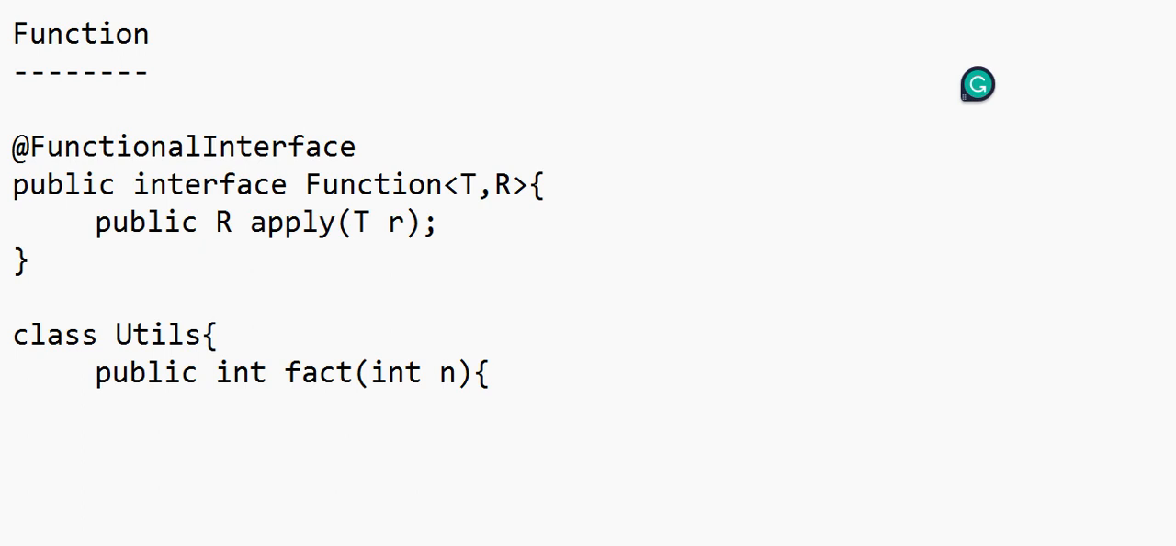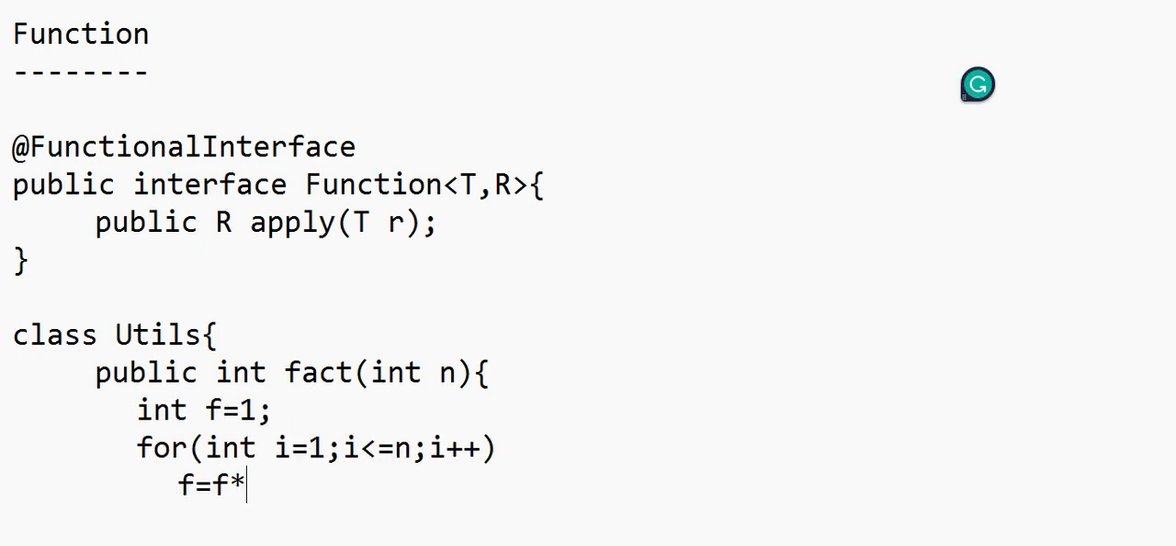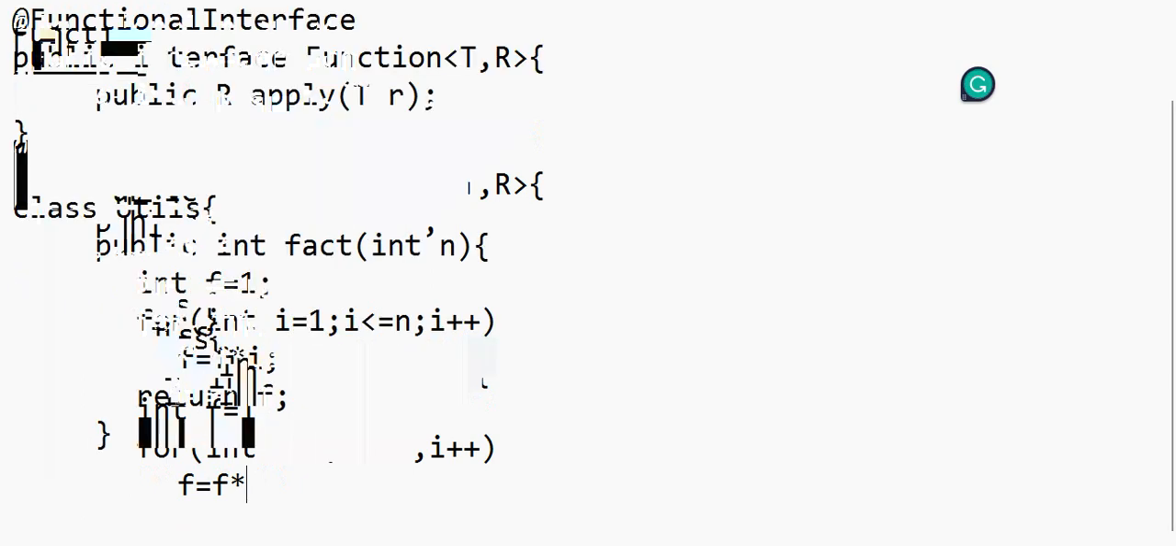For int i = 1, i less than or equal to n, i++, and every time f = f * i. Then finally you return this f, and then you have defined it. Now how do I call this? We have to first create one object, say Utils u = new Utils(), and then call System.out.println(u.fact(3)), which will return you the factorial of 3, like 6.